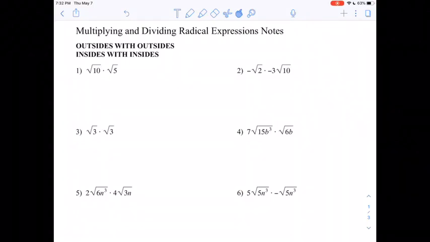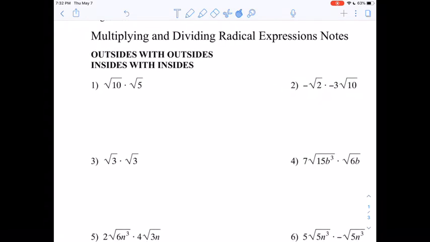Okay, so previously we talked about simplifying radicals, and then we talked about adding and subtracting radicals. So now we're going to talk about the multiplying and dividing of radical expressions. Okay, it's actually pretty simple. The only main thing that I need you to remember is to always simplify.